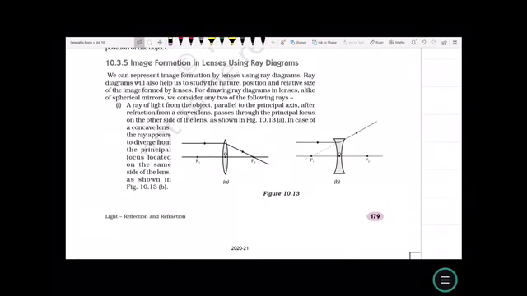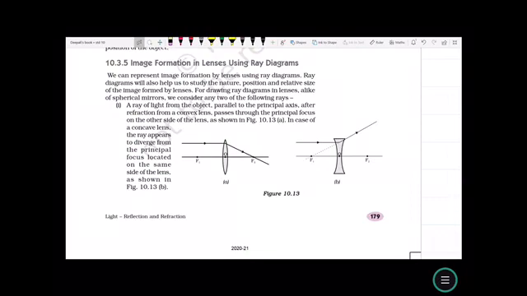Is this clear? Now let us see how we can use it by studying a ray diagram. We can represent the image formed by a lens using a ray diagram. A ray diagram will also help us to study the nature, position and relative size of the image formed by the lens. For drawing the ray diagram in lenses, unlike a spherical mirror, we consider only two of the following rays.